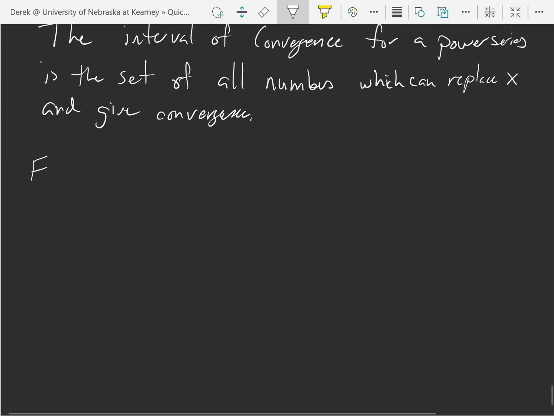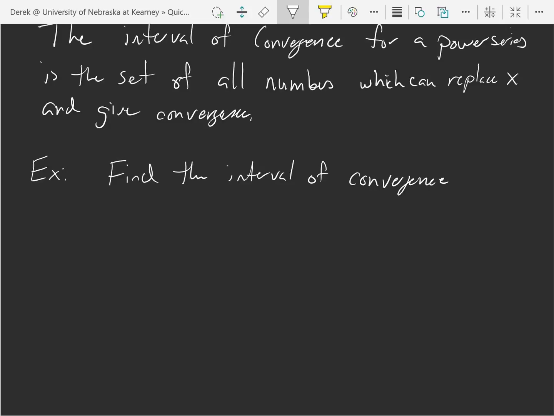Okay, so let's look at a couple examples. Find the interval of convergence for, let's do something fairly straightforward, the sum of (x minus 1)^n over 2^n from n equals 0 to infinity. Okay, let's do this one first.